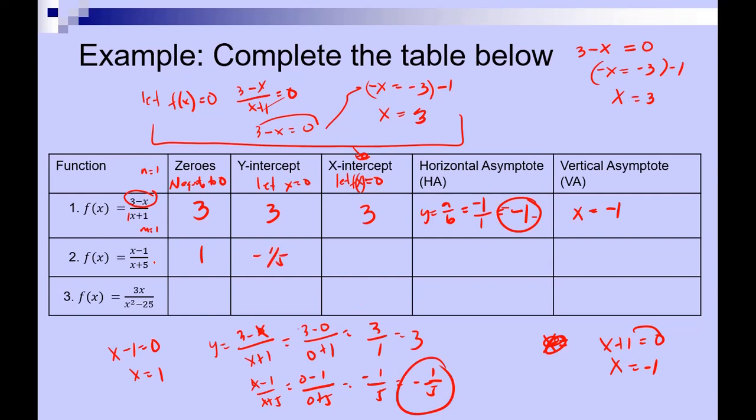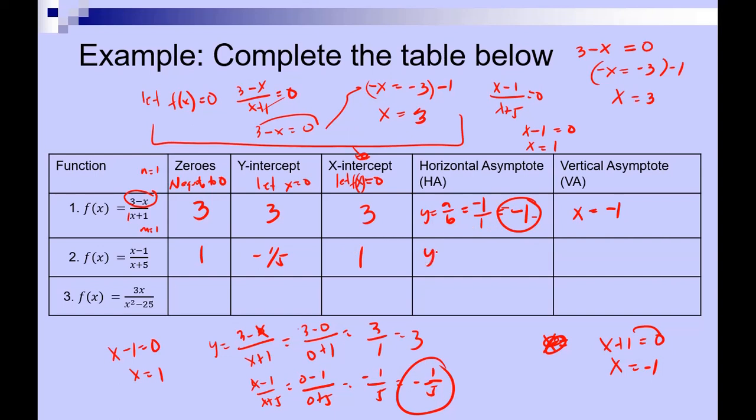Dere, equate lang natin 0. So, x minus 1 over x plus 5 is equal to 0. Cross multiply natin. So, magiging x minus 1 is equal to 0. And then, we will have x is equal to positive 1.